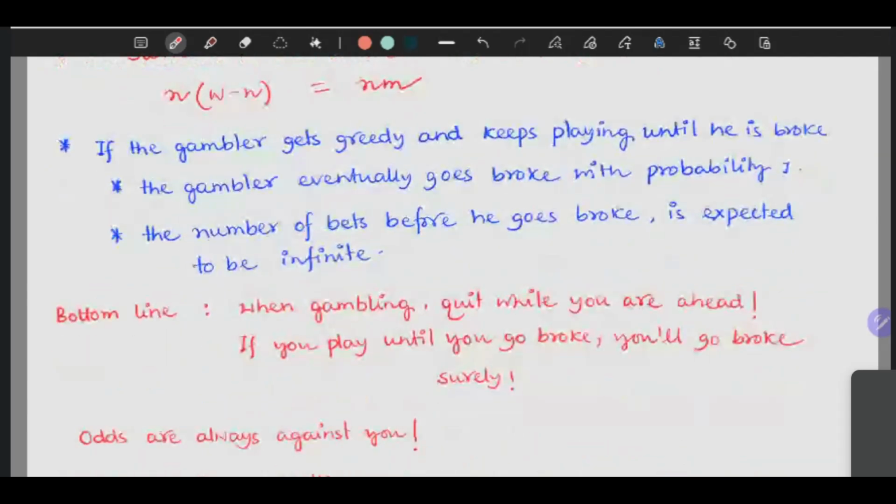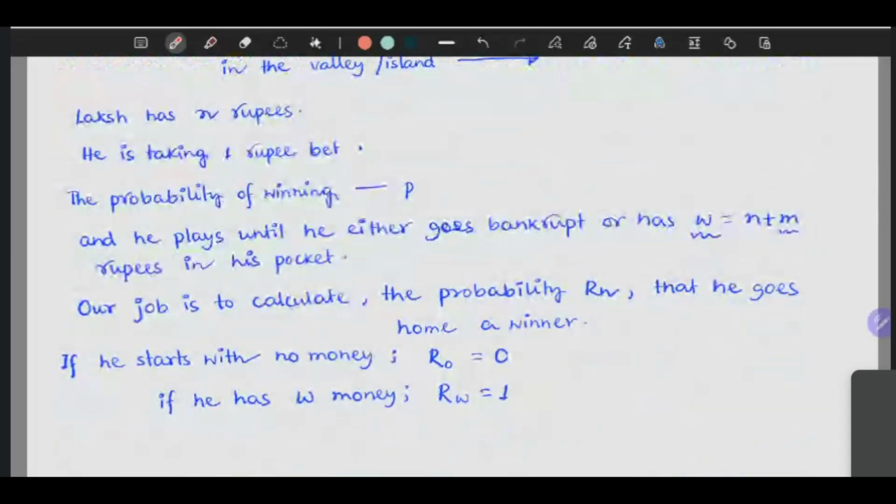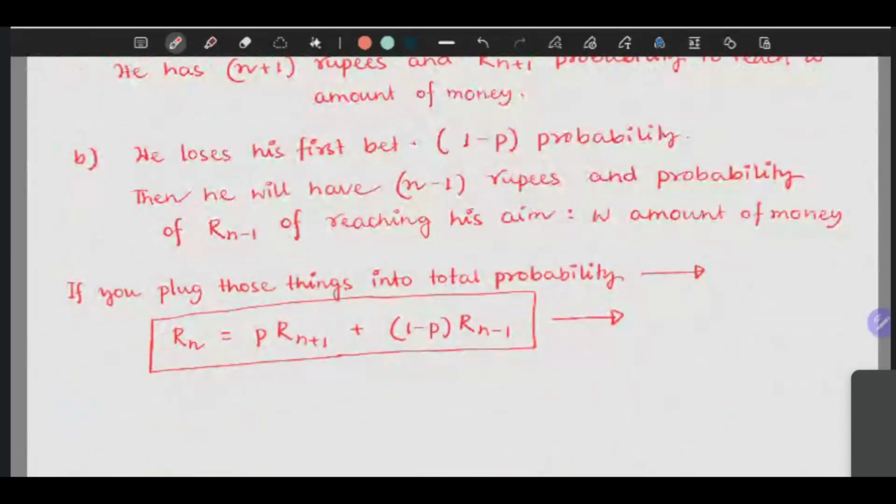That means when you are gambling, quit when you are ahead. If you win something, that is the point you should stop. But in real life, gambling is not unbiased. There are more odds against you, and we talked about this and got a recursion relation for the total probability. We will solve this recursion relation and dive deep into this in the next class.